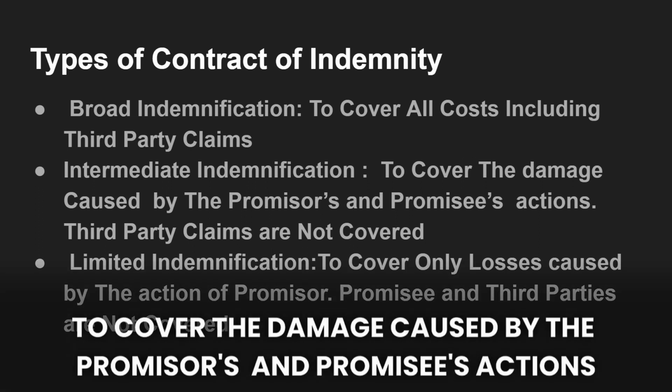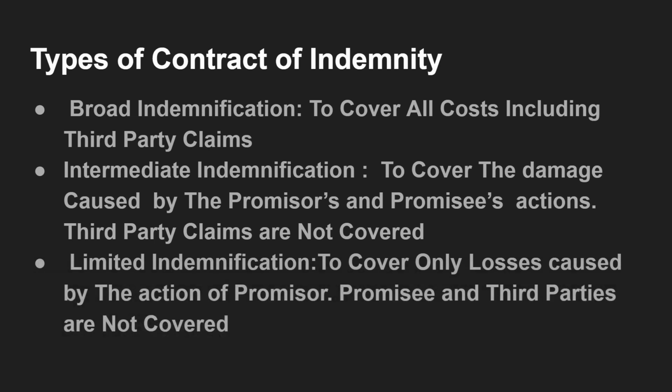Now, intermediate indemnification, to cover the damage caused by the promisers and promisees' actions, because here third party claims are not involved or not covered. See, there are no third party claims, only the promiser and promisee. In the case of principal and agent, in this intermediate indemnification, third party claims are not involved. Between principal and agent, if something happened, they can claim the indemnity.